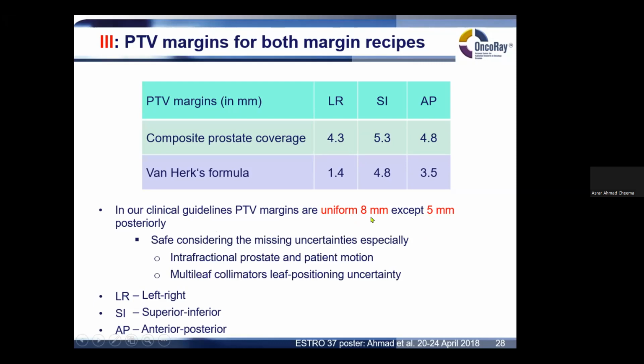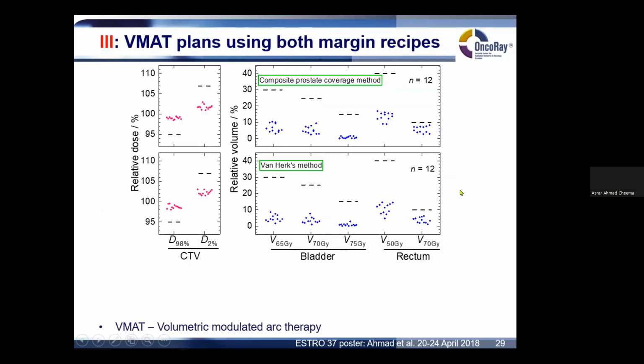Uniform margin strategy is an adequate approach because some uncertainties were not included in the study, like intrafractional prostate motion and patient motion, which are not considered, and MLC leaf positioning also has some uncertainty. If we include them, then we need to go beyond these margins.